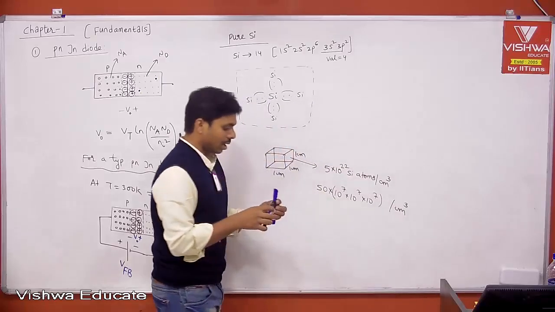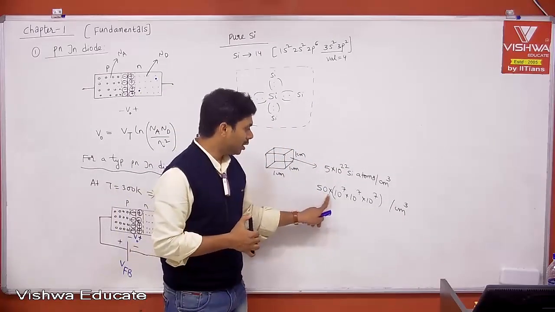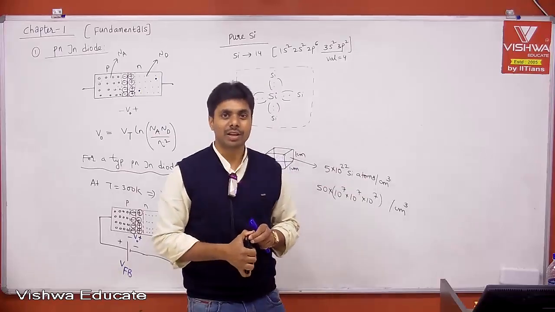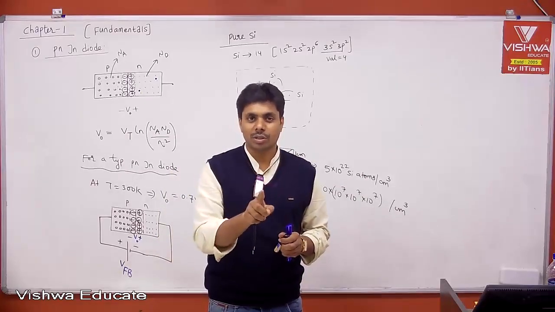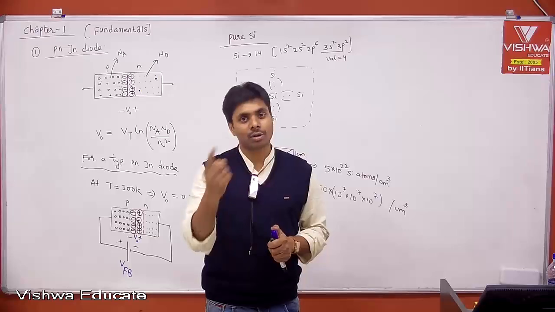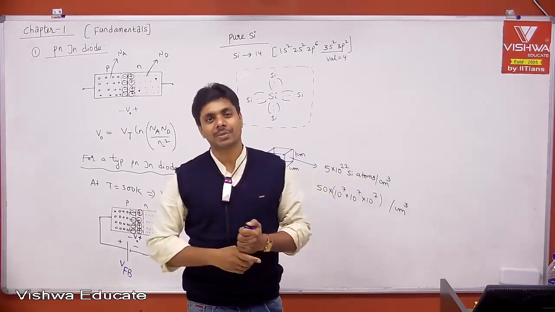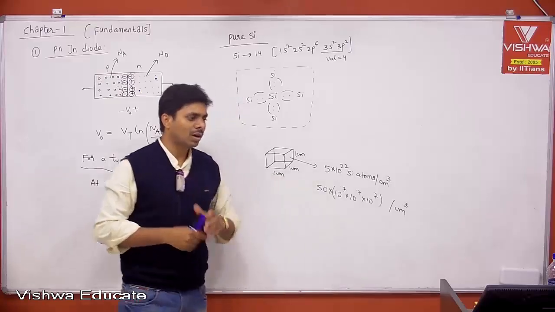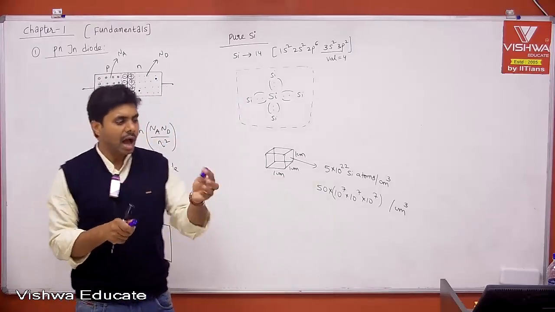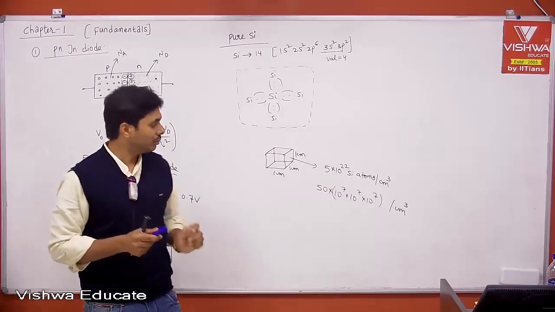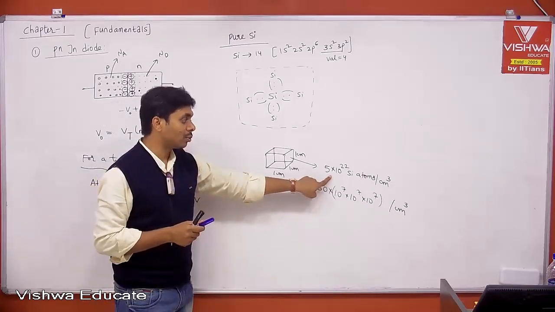What is this value? 50 crores of silicon atoms are there per centimeter cube. It is not 1 crore, it is not 2 crores, it is not 1 lakh crore, it is 50 crores. What is a centimeter cube? I can say about half the size of the cap. If you take that much silicon material, we have 5 into 10 to the power of 22 silicon atoms per centimeter cube.